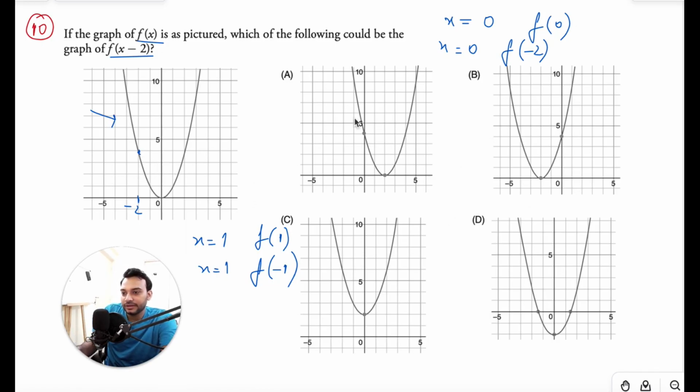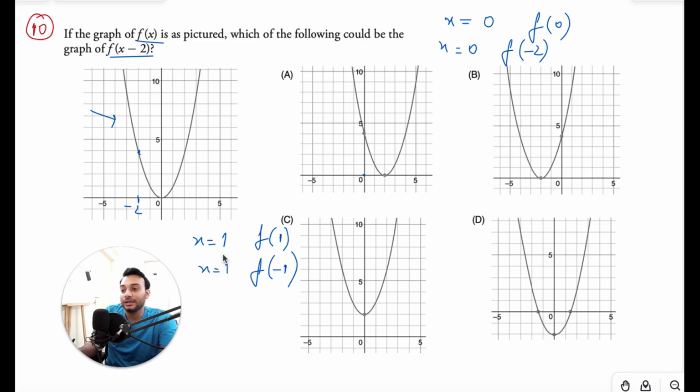So that means it shifted like this. Sorry, I said that wrong. It won't be shifted 2 units to the left, but 2 units to the right. Why? Because now at f of 0, what is occurring? The thing which was happening at x is equal to negative 2.